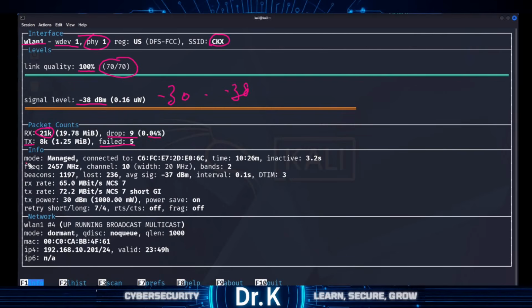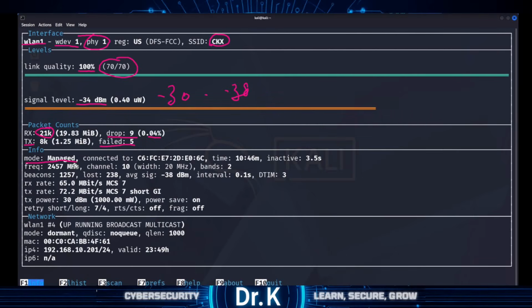All right, now we can see here that I've got a mode, which is managed. Managed mode just tells us that the adapter is operating like a normal client connected to the Wi-Fi. There are other modes, right? There's monitor mode, which we probably will do a little bit later. There's access point mode, which is AP, and then there's ad hoc mode.